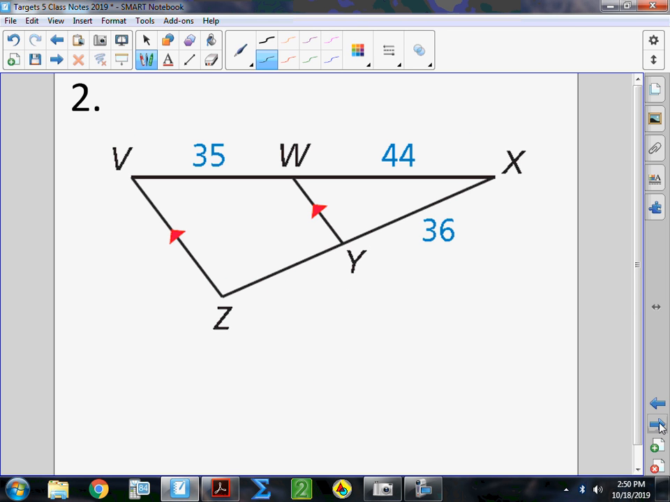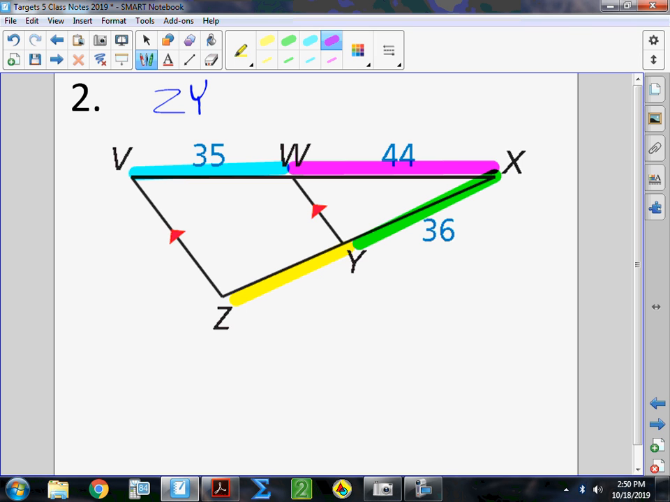Here's a second example. Okay, this time I'm going to find ZY. Okay, ZY is again in yellow. The part that it's next to is YX, that's 36. VW is a part, that's 35. And WX is a part, that's 44. So again, I can do yellow over green equals blue over pink, or I could do it the other way. Green over yellow equals pink over blue.